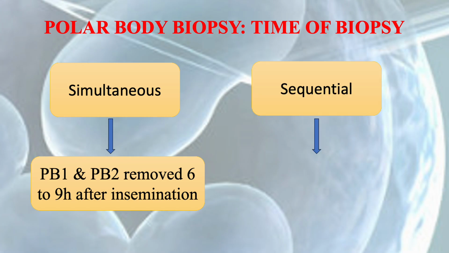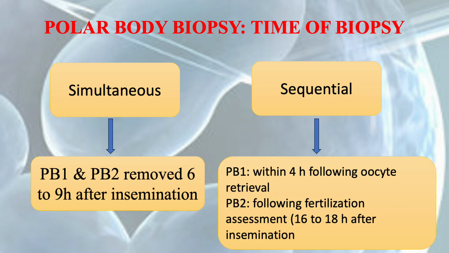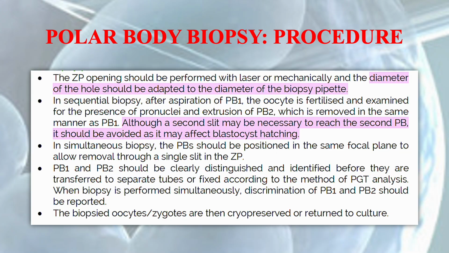Second is the sequential method. In the sequential method, polar body 1 is taken within 4 hours following the oocyte retrieval, and polar body 2 following fertilization assessment. Usually the first fertilization check is done at around 18 hours. So 16 to 18 hours after insemination, polar body 2 is taken.